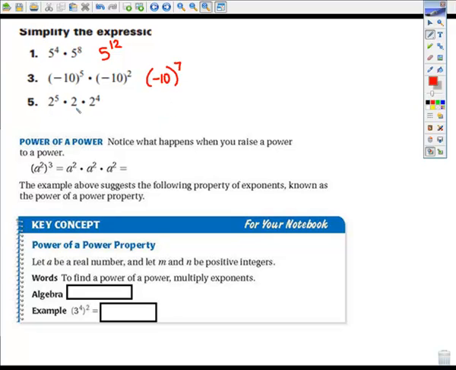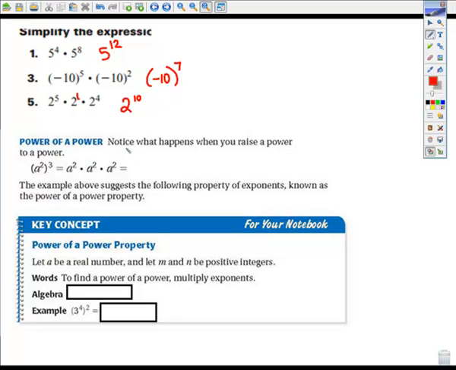2 to the 5th times 2, this is to the first power. If there is no power, it's not a 0. We'll talk about 0 powers in another lesson. So this is 2 to the 1st. So 2 to the 5th times 2 to the 1st times 2 to the 4th: 5 plus 1 plus 4 is 10, so it's 2 to the 10th.